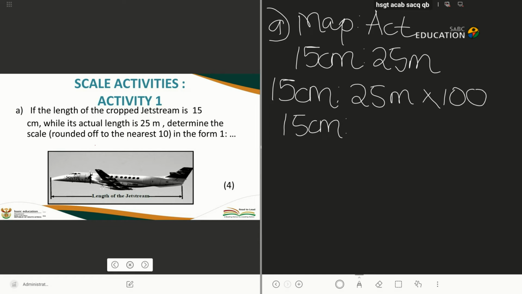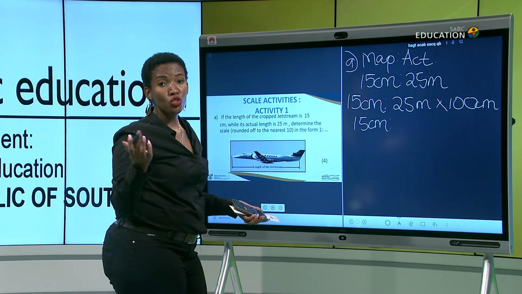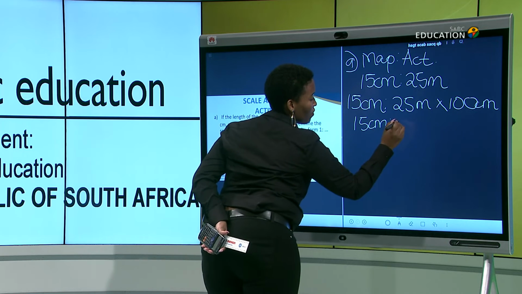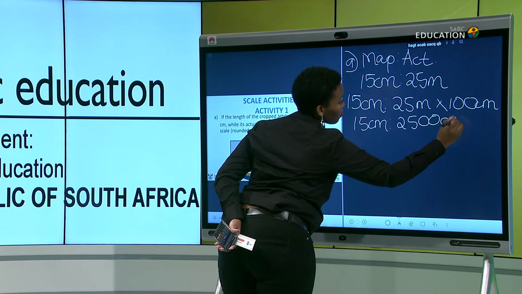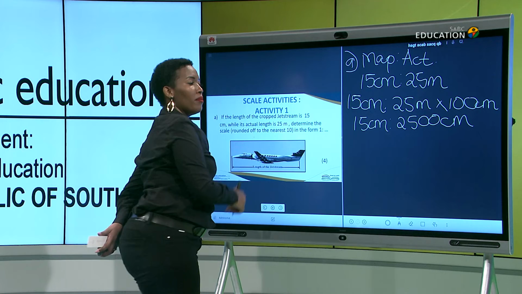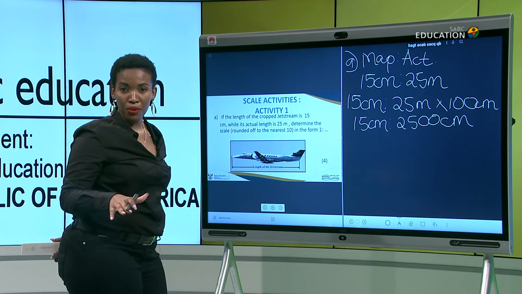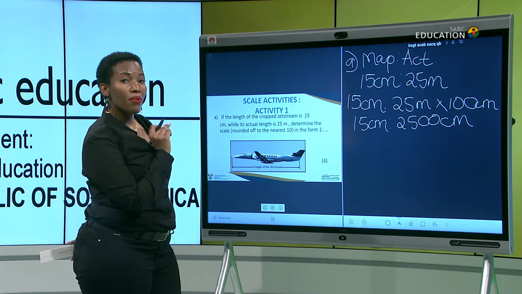Remember, we are converting to centimeters here. So let me say times 100 centimeters. So it is 25 multiplied by 100, which equals 2,500. So I have 15 is to 2,500 centimeters. Are my units the same now? Yes, and I'm happy.